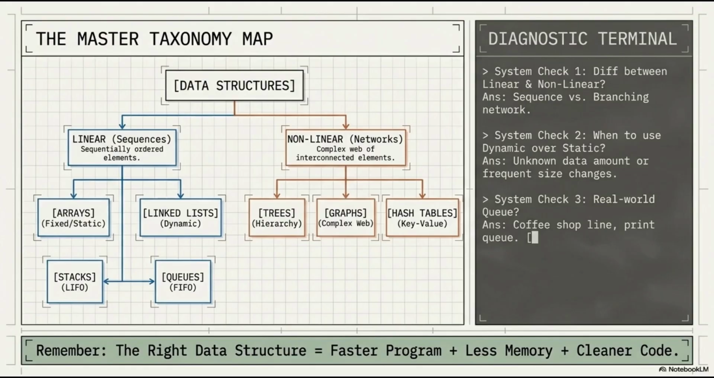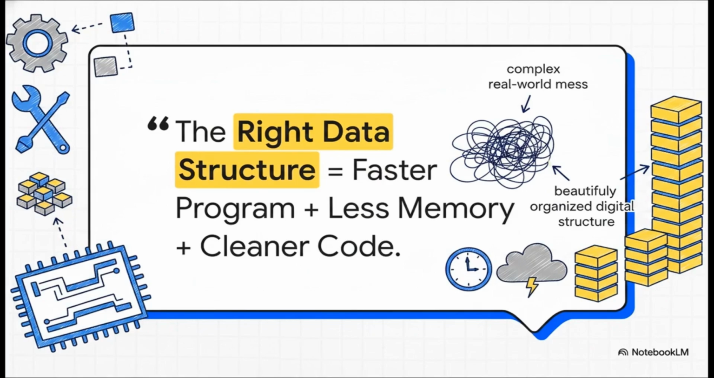And this master taxonomy map proves our initial point. Programming is just categorizing physical realities into linear sequences and nonlinear networks. By using a diagnostic approach, whether you need the static nature of an array, the hierarchy of a tree, or the key-value pairing of a hash table, you have a specific, structured answer for absolutely every real-world scenario. Ultimately, matching the right mechanical tool to your data yields a faster program, minimal memory waste, and far cleaner code.